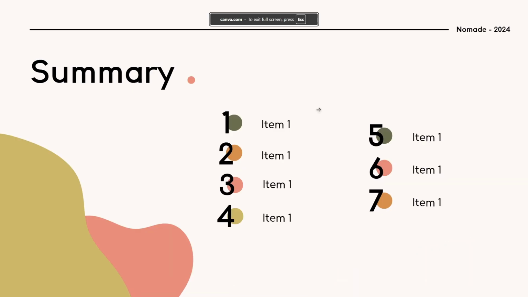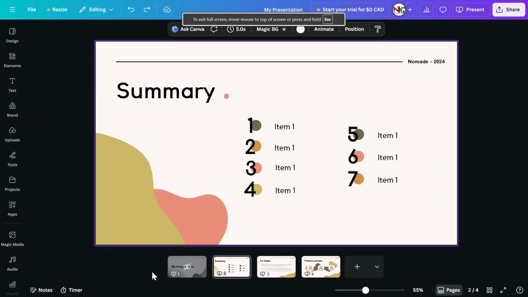So as you can see, we started on the second slide. The summary is the second slide, and we can't really go to the first slide because it's hidden. So yeah, that's what the hide does.